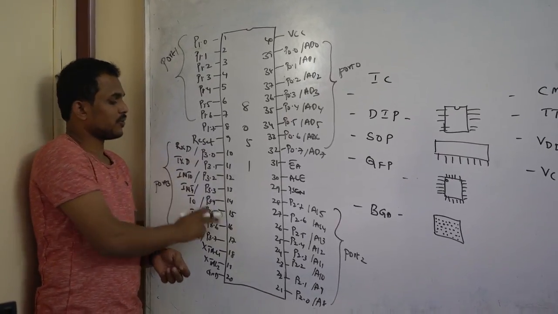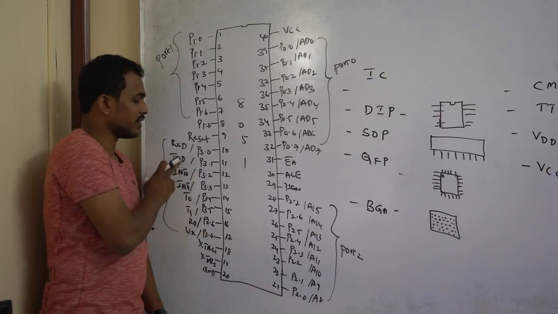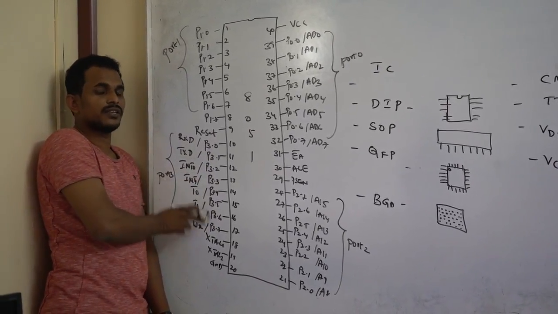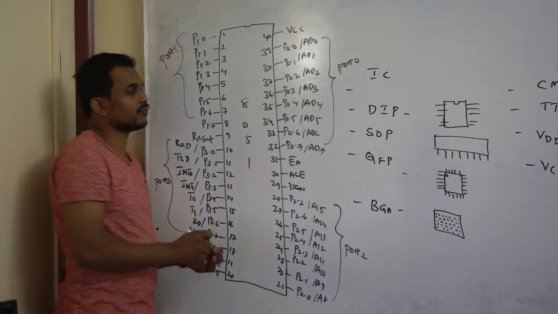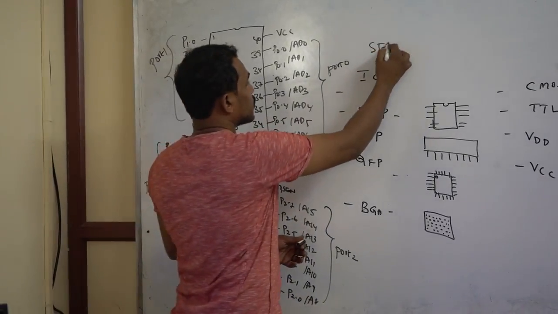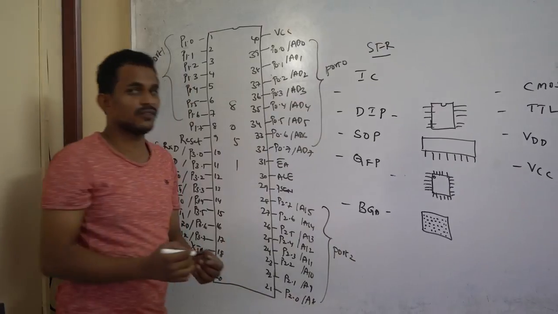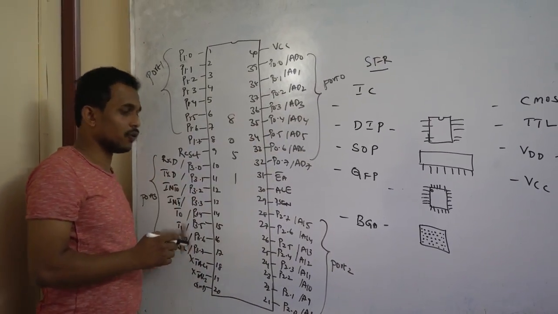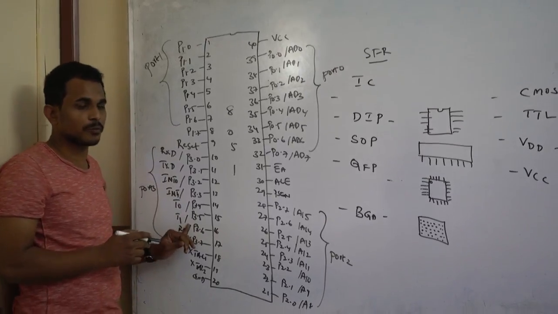And coming to 10 to 17, which are related to port 3, they are also performing some additional activities, and these additional activities you can enable with the help of SFRs of your microcontroller. Here SFR stands for special function register, which is used to activate these alternate activities of your microcontroller pins.